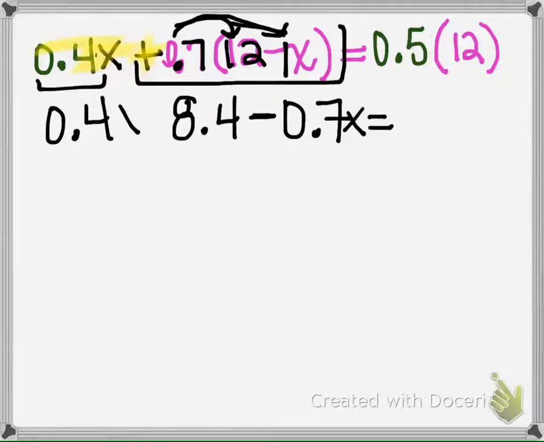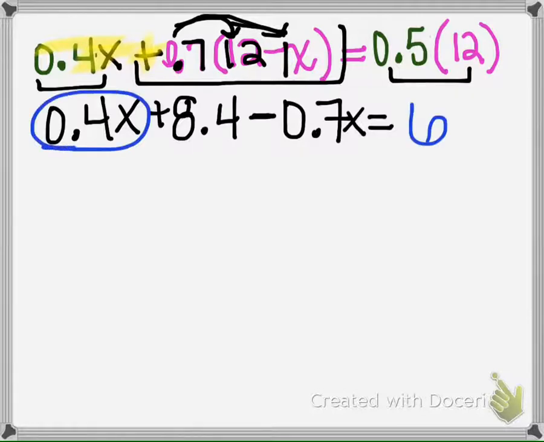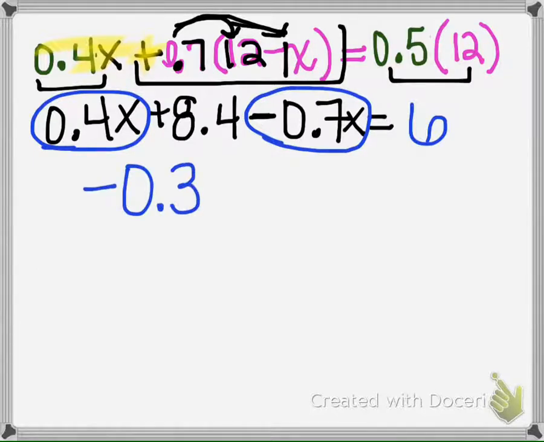Oops, forgot the x over here. Okay, and then we could simplify this. 0.5 times 12, half of 12, is 6. Then we're going to go ahead and combine the like terms on the left side. We could put the x's together because they both have x's. And 0.4 minus 0.7 is -0.3x.